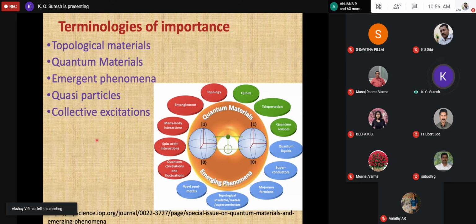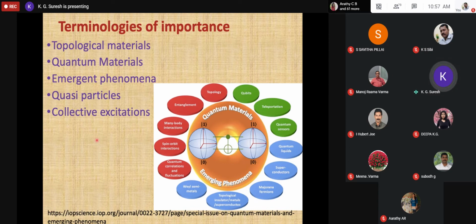A simple example is phonons, for example. A standard thing that we study in quantum mechanics or in condensed matter is something like a photon or a phonon. A phonon is very important to mention in terms of collective excitation, because it's an excitation of the lattice. So some of these topics will come as I go along, and therefore I thought I would mention them. And as the slide shows, there are many things that are possible with quantum materials or these emergent phenomena.